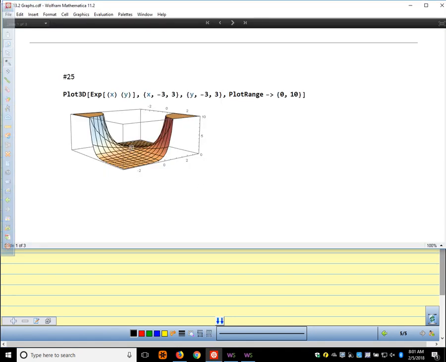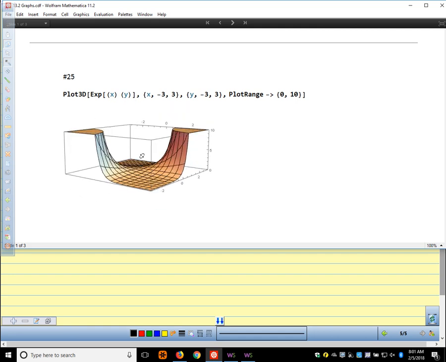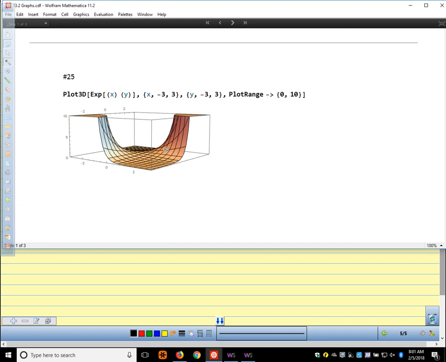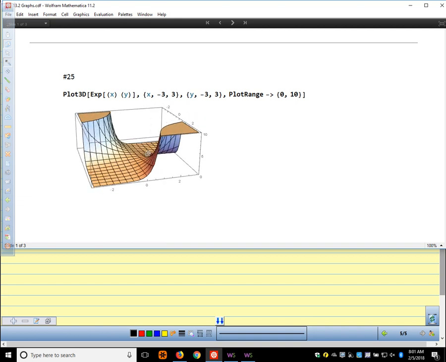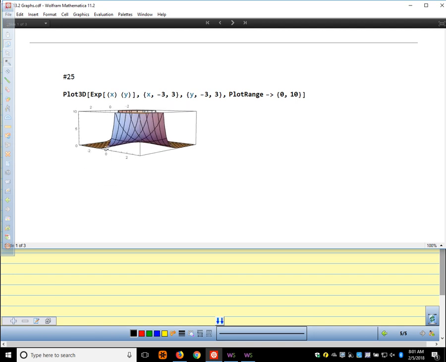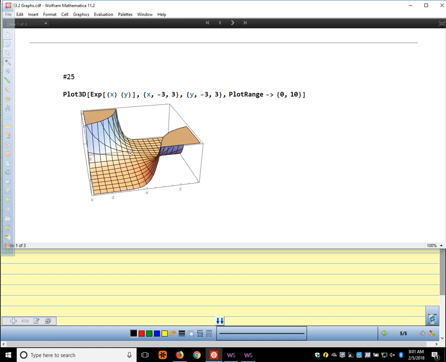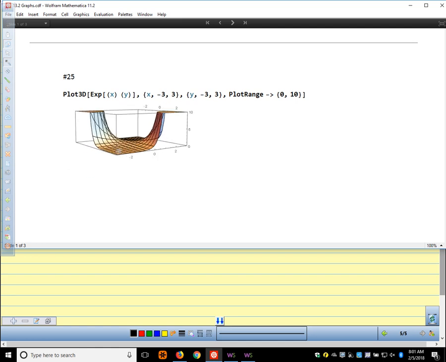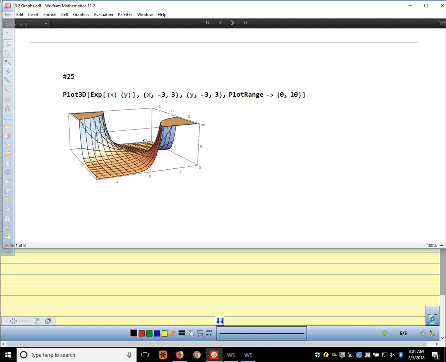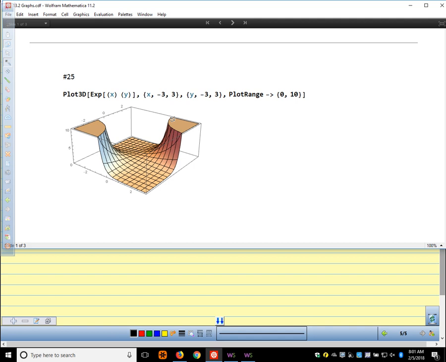There's e to the xy, e to the x times y. So it's like an exponential thing, but look, we have this interesting little rise here. Right along the middle it rises up and back down. And where it's cut off here, these flat surfaces will continue to go up like that. And here, it would just flatten out.